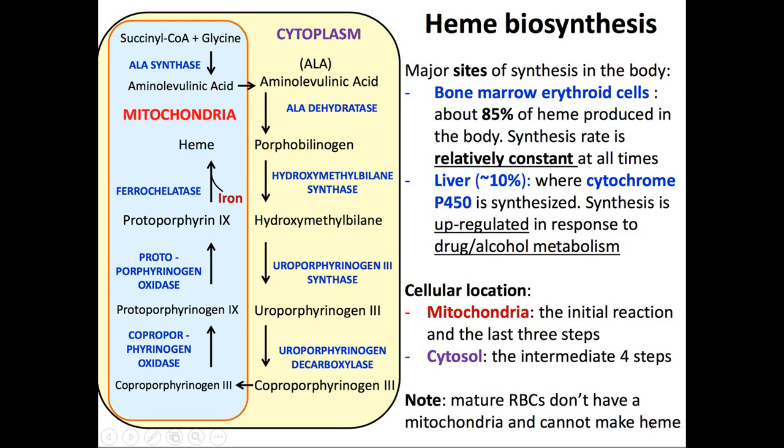Synthesis is upregulated in response to certain drugs and alcohol metabolism. The cellular location is the mitochondria. The initial reaction and the last 3 steps occur in the mitochondria, while the intermediate 4 steps occur in the cytosol. Mature RBCs don't have mitochondria, so they cannot make heme.